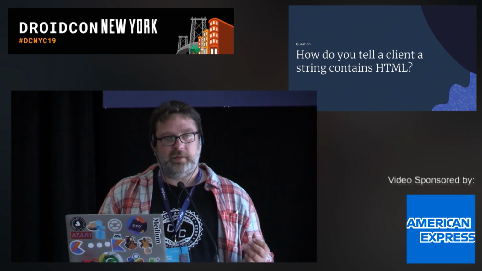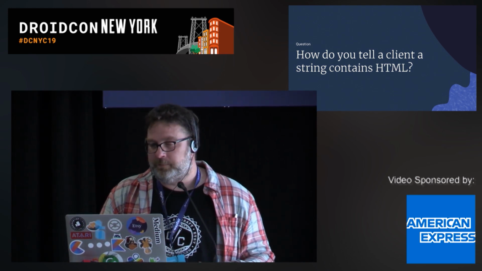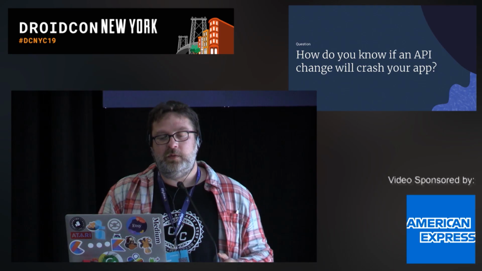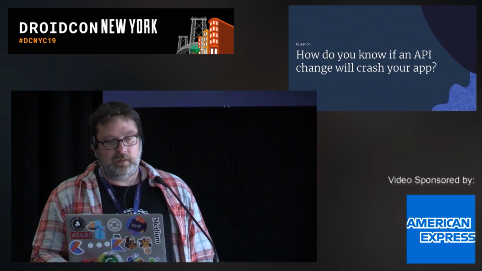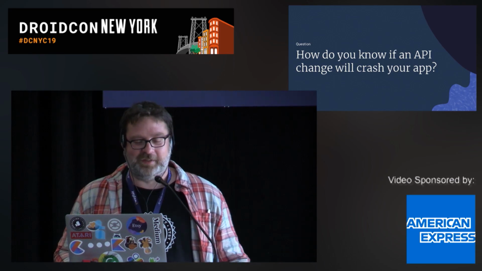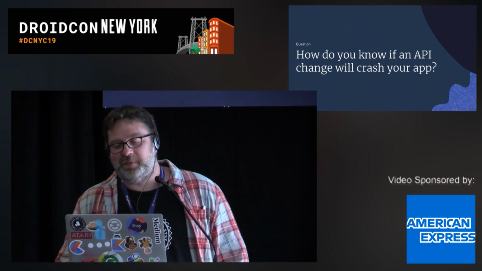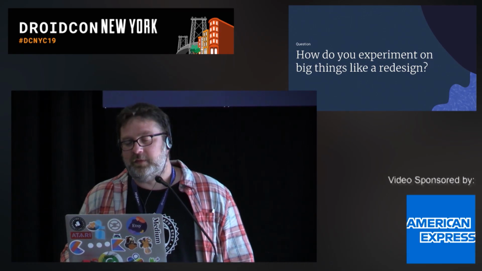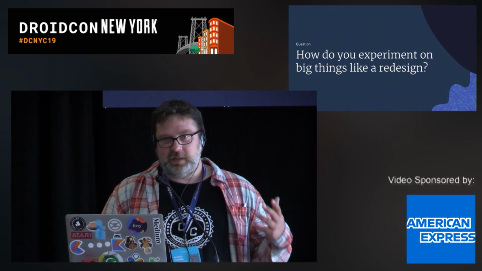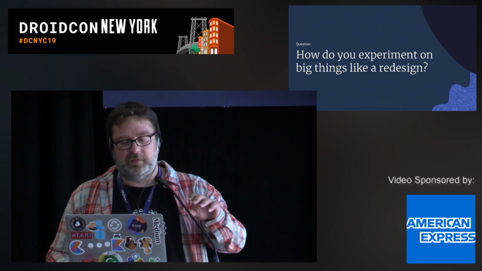How do you tell a client that a string contains HTML? How do you know if an API change will crash your app? Hopefully your API isn't crashing your app by itself. And how do you experiment on big things like a redesign? So just think about those as I'm speaking, and we'll go from there.